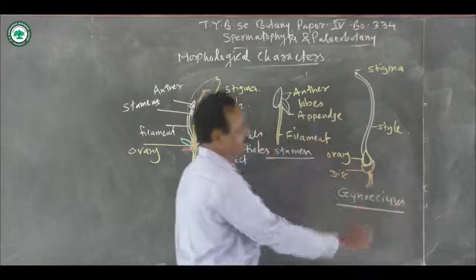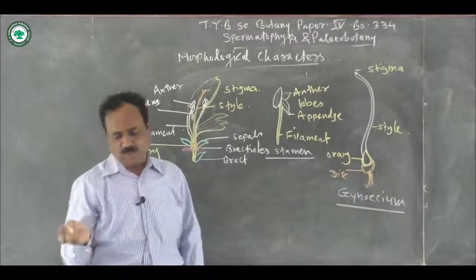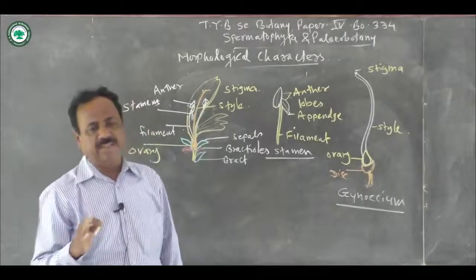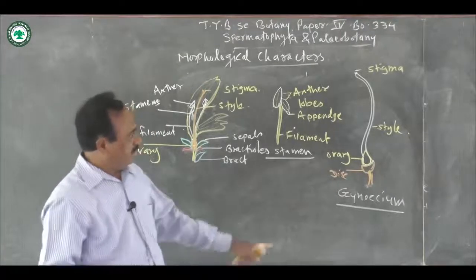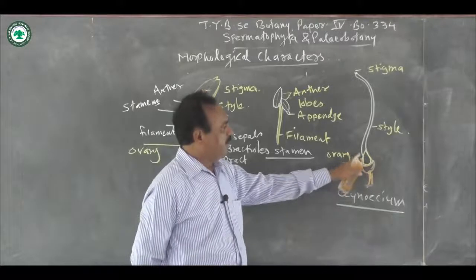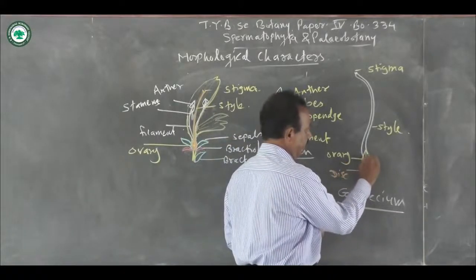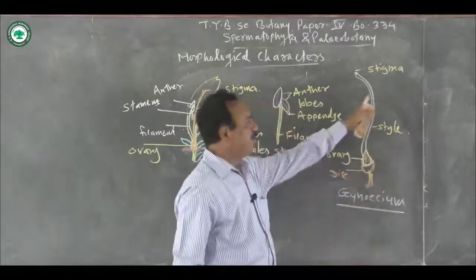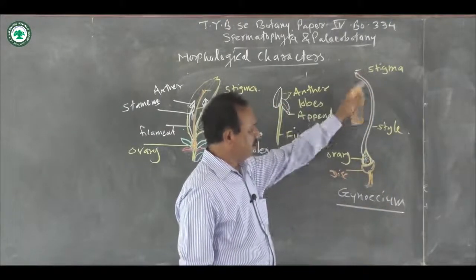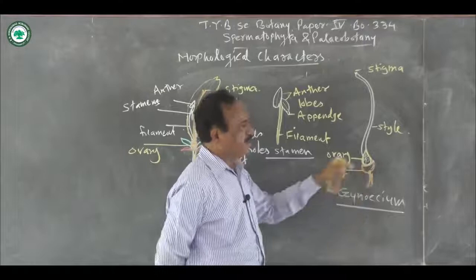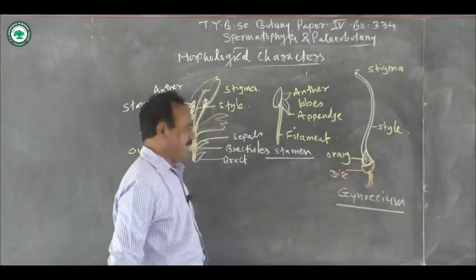So the gynoecium is bicarpellary, having 2 carpels. Carpels are united, so it is syncarpous, with a superior ovary and axial placentation. If we take the LS, it shows the presence of axial placentation. Style long, stigma bilobed or bifid, and below the ovary there is the presence of the disc.